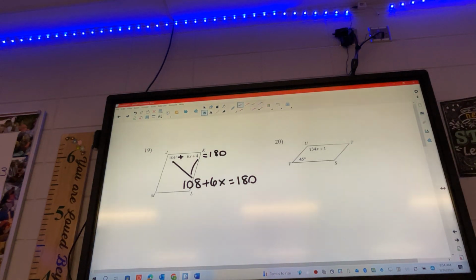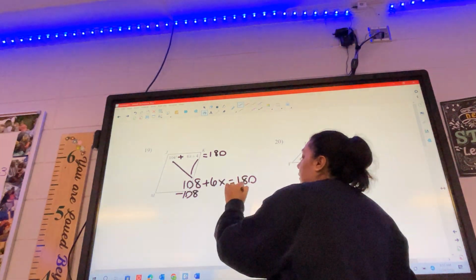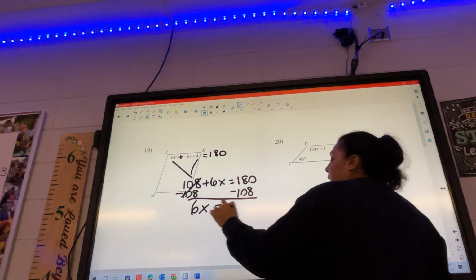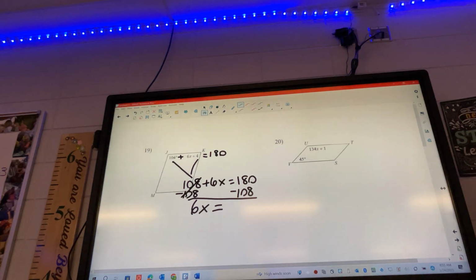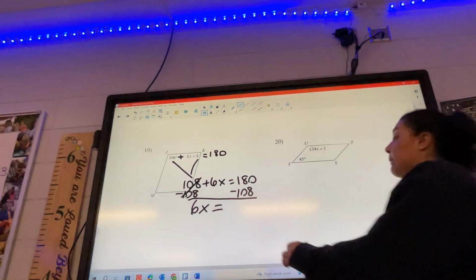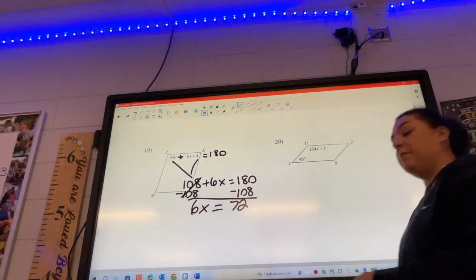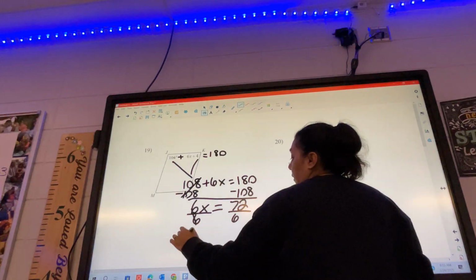Okay, then what? Who needs moved? Minus 108 on both sides. So we get 6x equals something. 72? Somebody agree? Then divide by 6. 12.